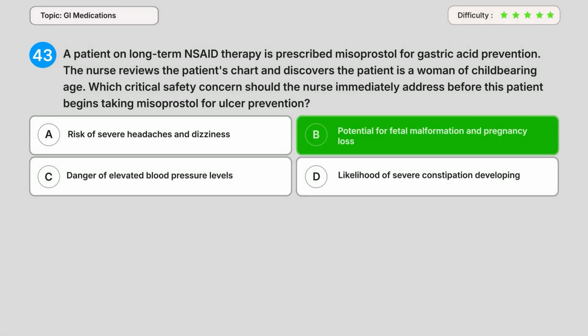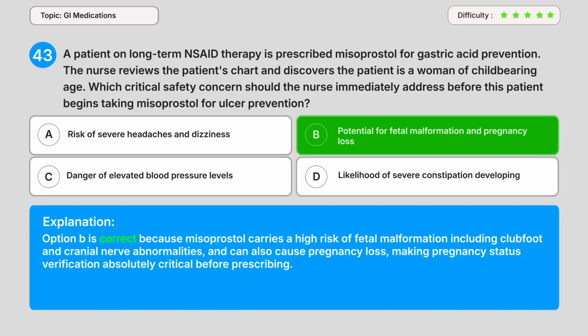Correct answer, B. Potential for fetal malformation and pregnancy loss. Explanation: Option B is correct because misoprostol carries a high risk of fetal malformation, including clubfoot and cranial nerve abnormalities, and can also cause pregnancy loss, making pregnancy status verification absolutely critical before prescribing.